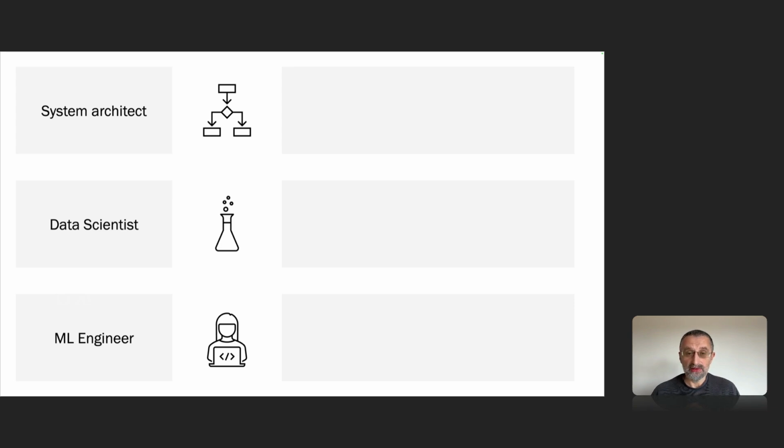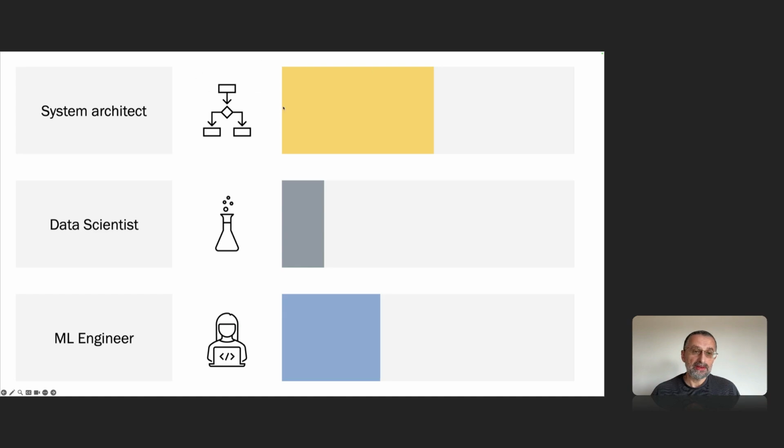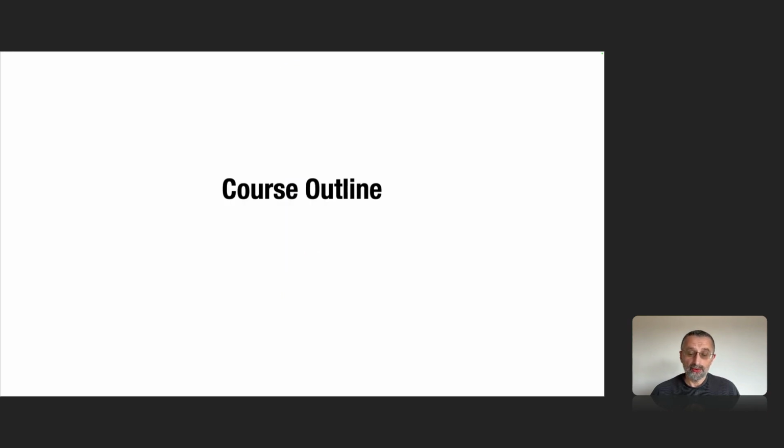And from my personal experience, when I look at the time spent during such a typical project, for the system architect it is 50%, and the data scientist, paradoxically, is not the time-consuming part nowadays, and the machine learning engineer is just that. So as you can see, the system architect, someone who is responsible not only for the design of the machine learning architecture but also for the integration of those systems with other systems, is a key person. So now let's have a look at the course outline.